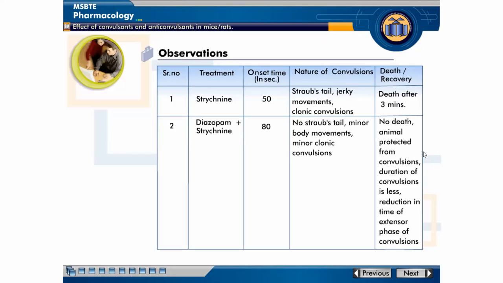Then there is no Straub's tail. Will death occur here after the administration of diazepam and strychnine? No, because diazepam acts as an anticonvulsant agent. It relieves the animal from the convulsion. So there is no Straub's tail, only minor body movements and minor clonic convulsion, and no death of the animal. It is protected from the convulsion. Duration of convulsion is less, with reduction in time of the extensor phase of convulsion. So you have to write this observation table as such.